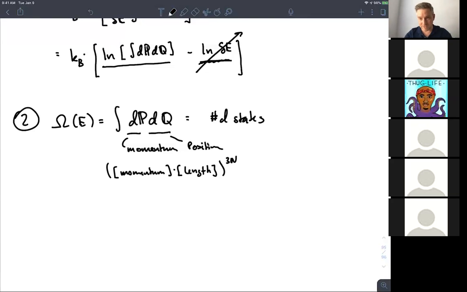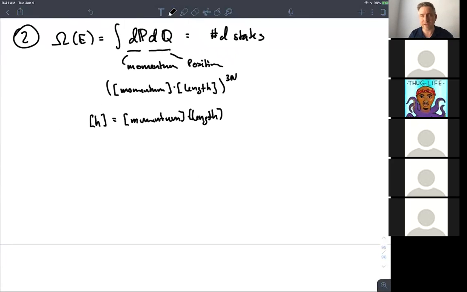And the way that we're going to do that is just divide by one of the natural fundamental constants that has the appropriate units. That is Planck's constant, because Planck's constant has units of momentum times length. Okay, so in order to make omega dimensionless, we're going to divide by h to the 3n, essentially just to cancel out the units of our density of states. So what we're going to do from now on is this.